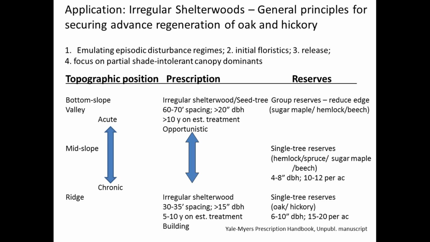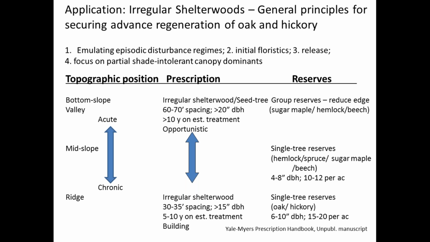Okay, but as you move up slope, you can hold on to more structure. They become more like a shelterwood, and after regenerating, yes, you can take off the parent trees, but you can hold on to more reserves if you're doing irregular shelterwoods. And they don't need to be grouped. They can be single tree reserves.